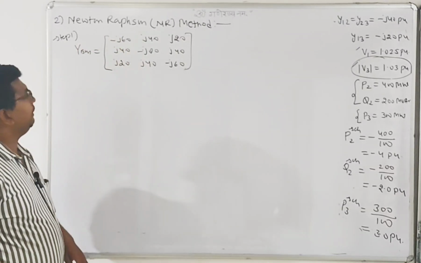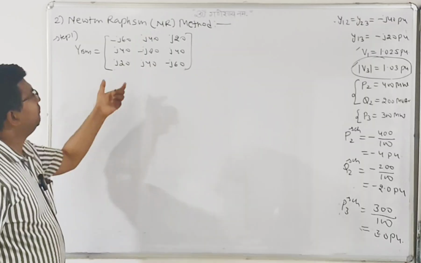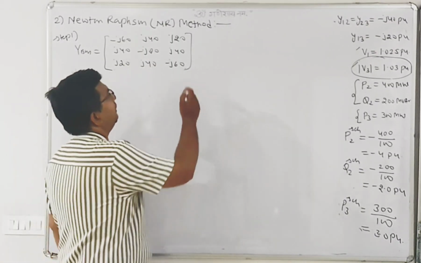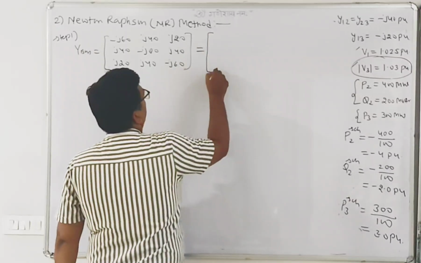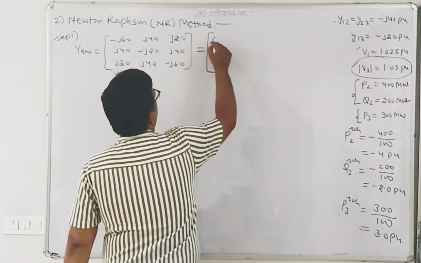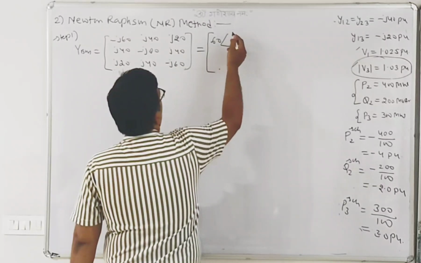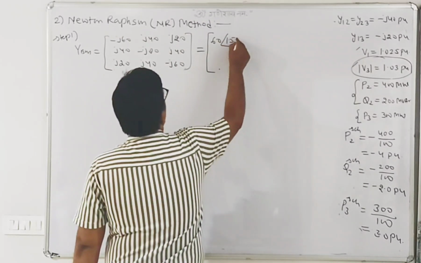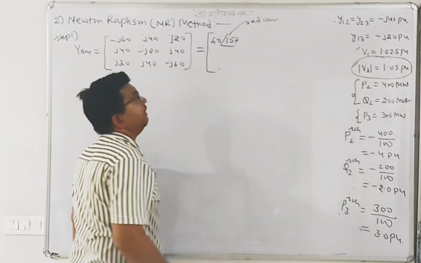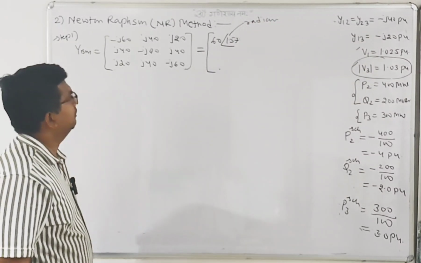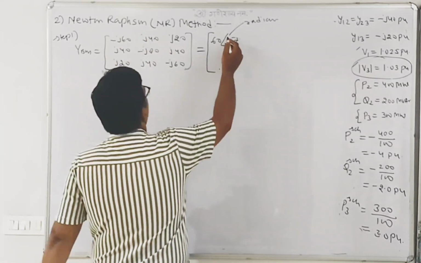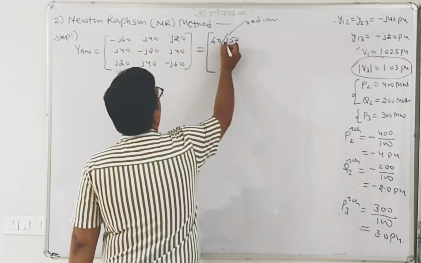Now the important thing is that earlier we used the Y bus in the rectangular form, but here we require the Y bus in the polar form. So what is this minus j60? The 60 angle is basically 1.57. This is the important thing. We have to determine all the angles in radians. This is the major important point. So this is 1.57 and this value will be negative.